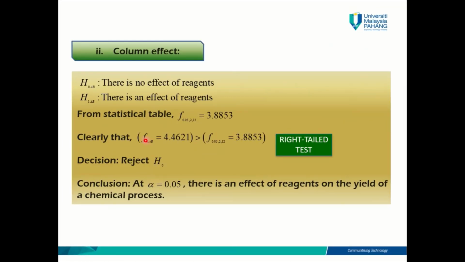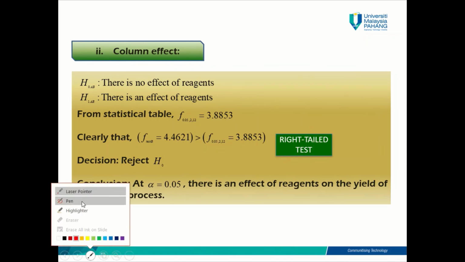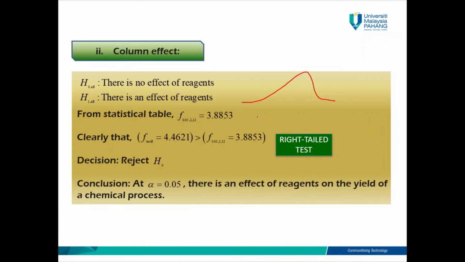So here you compare the critical value and this F test. It's still a right tail test. Come on, class. You can do this, right? You understand what a right tail test looks like. So this is the critical value, 3.8853, and your F test is 4.4621. The F test is somewhere here. The F test is bigger than 3.8853, so of course it will be on the right hand side. So it falls in the rejection region, reject H null. At alpha 0.05, there is an effect of reagents on the yield of the chemical process.